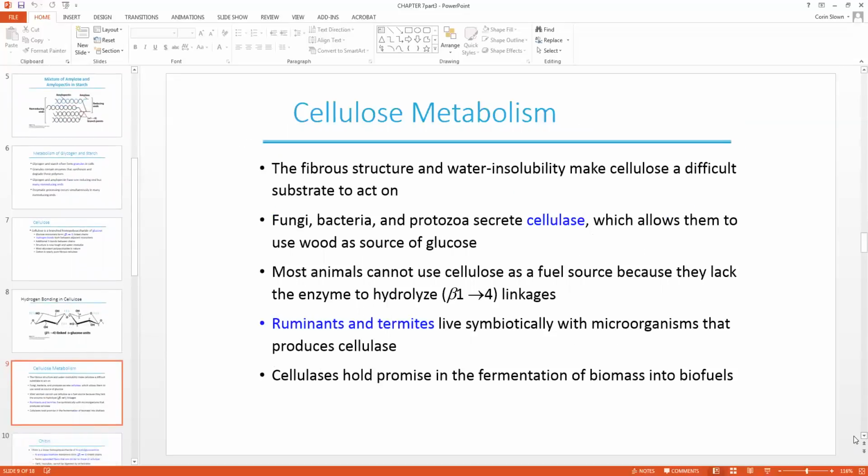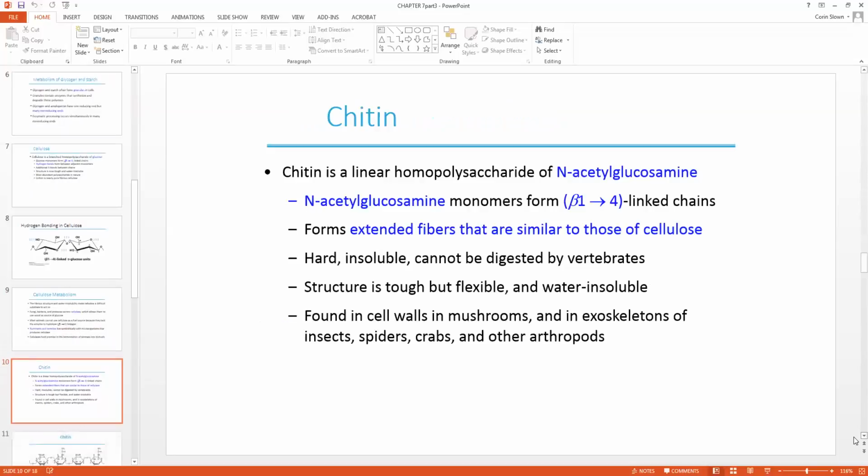If we think about cellulose metabolism, it's the fibrous structure and the water insolubility that makes cellulose a very difficult substrate to act on. Fungi, bacteria, and protozoa all secrete cellulase, which is an enzyme that allows them to use wood as a source of glucose. Most animals, though, cannot use cellulose as a fuel source because they lack this enzyme to hydrolyze the beta-1,4 linkages. Only ruminants, for example a cow, or termites, live symbiotically with microorganisms that can produce cellulase. And it's really a unique enzyme in that it has this ability to help in the fermentation of biomass to help create biofuels.